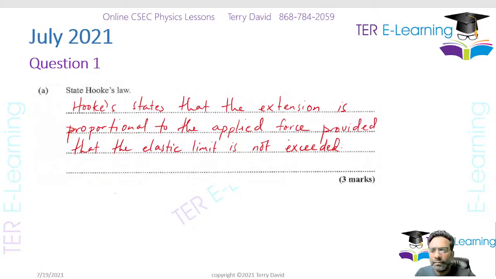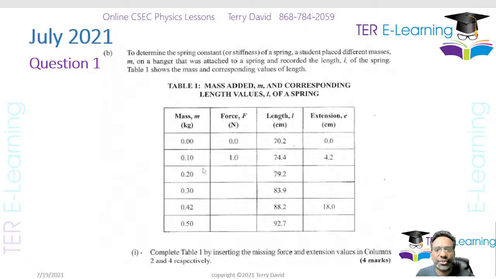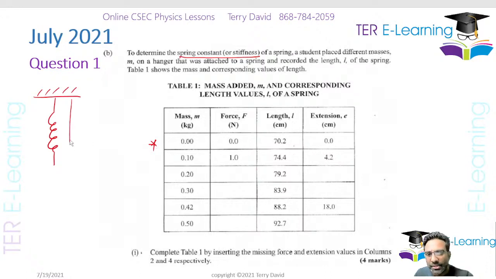The next part, so that first part was a straight definition. The next part now, to determine the spring constant or the stiffness, so that's what the spring constant is. It's the stiffness of a spring. A student placed different masses M on a hanger that is attached to a spring. So basically what they're telling us there is that we have a fixed support and we have a spring, right? And when you have nothing attached to the spring, the length of the spring is 70.2. So that's my length of my spring here, right? So this here is L0, or my original length, which is 70.2 centimeters, right?